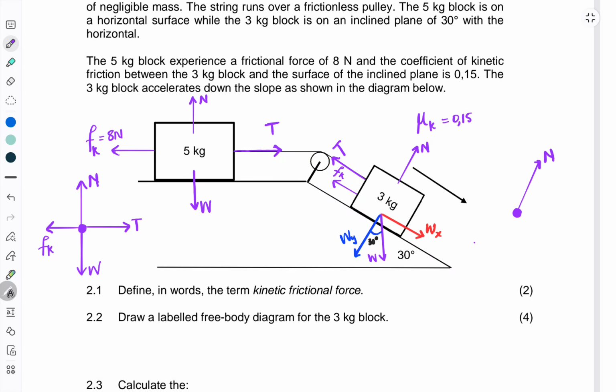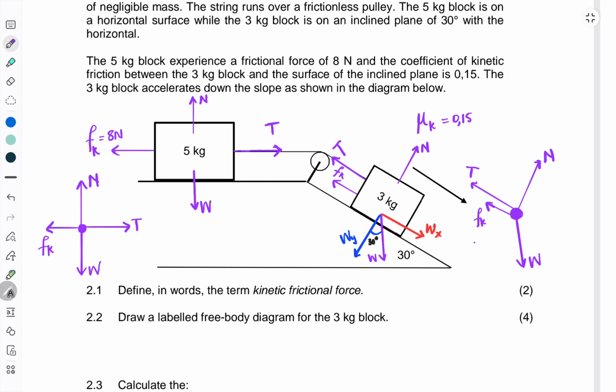What else do I have? Oh, I have my tension, T. Let's just write it as T. Let me make my dot bigger because I still need to add friction here. I have my frictional force, Fk, and then I have my weight acting straight down.